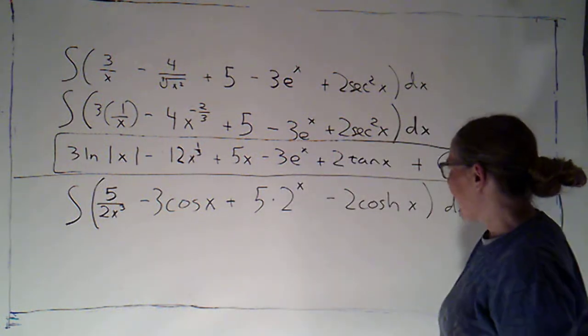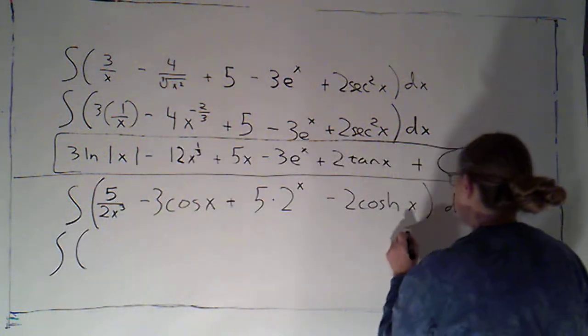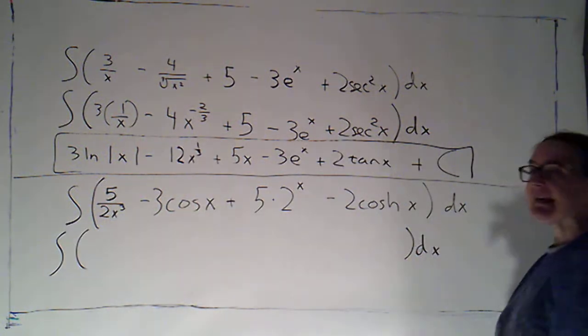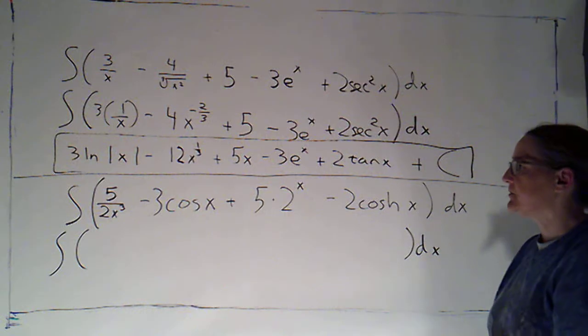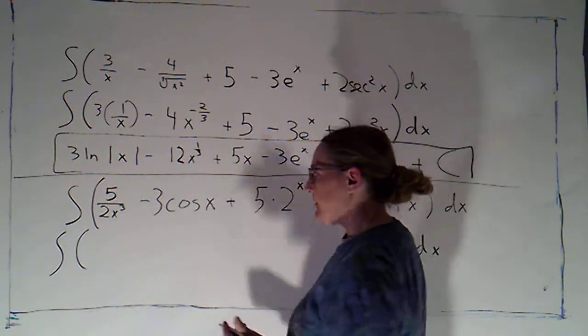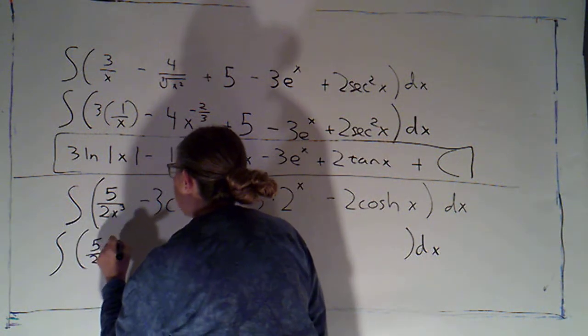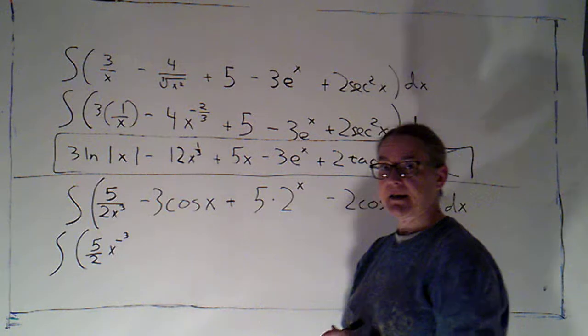So now let's work out this second one. Again, I'm going to go through and just rewrite any pieces where rewriting is going to make it easier for me to take an antiderivative. So here I notice that my x's are on the bottom, so I'm going to rewrite that as a negative power. That's 5/2 x to the negative 3.